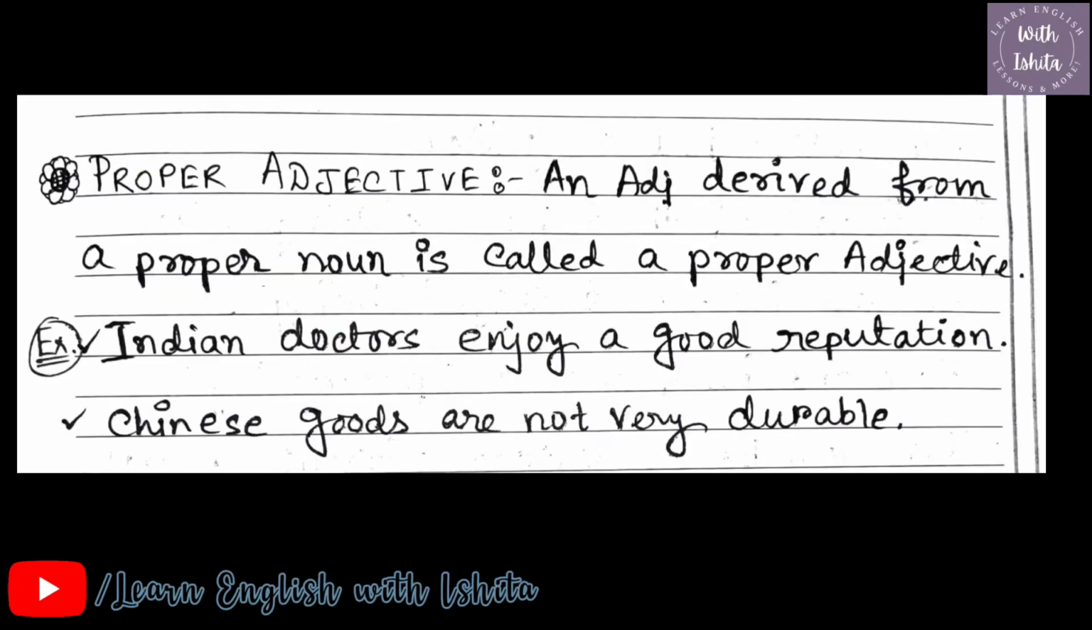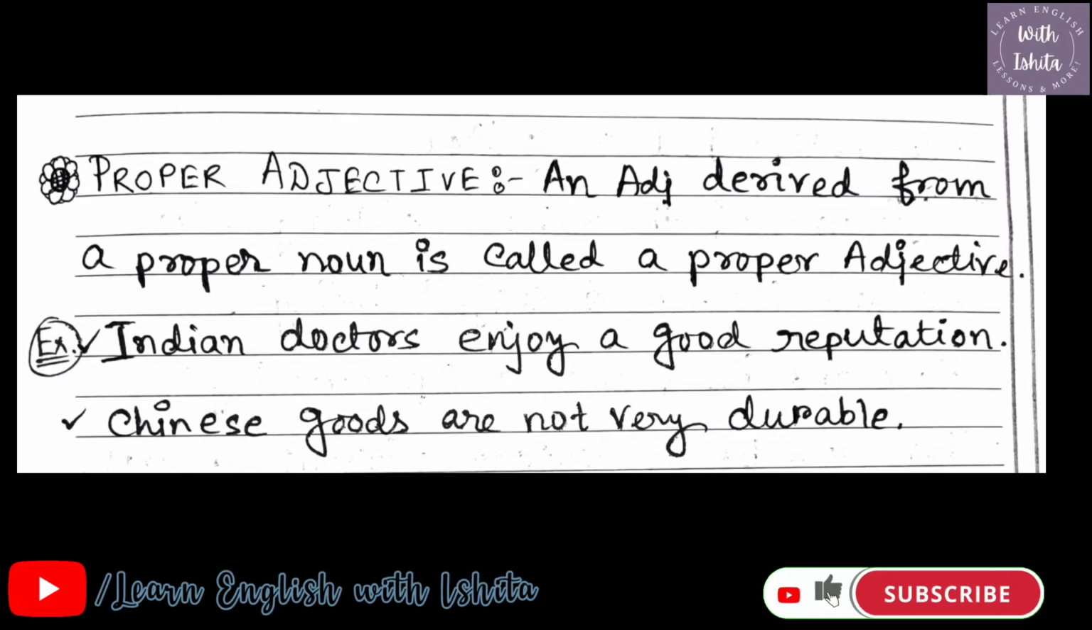And the last adjective, proper adjective. An adjective derived from a proper noun is called a proper adjective. For example, Indian doctors enjoy a good reputation. Next, Chinese goods are not very durable. In these sentences, we can see there are the words India and China. Okay, they are proper nouns. But we are using Indian and Chinese. For this, that is a proper adjective.